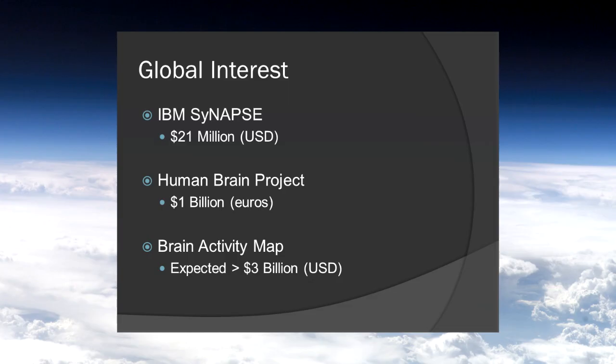And so I'd like to end things off by talking a little bit about money. And so if we can relate money and the funding for these projects with the amount of interest that they have, these are kind of the three big projects that I've noticed are going on right now. So your IBM Synapse project, just one phase of this actually has already received $21 million in funding. And then the Human Brain Project in Europe just received 1 billion euros in funding. And then Obama's Brain Activity Map project is expected to cost more than $3 billion.